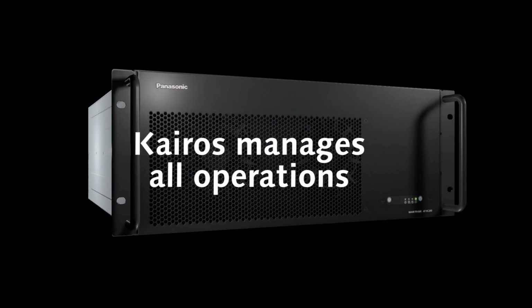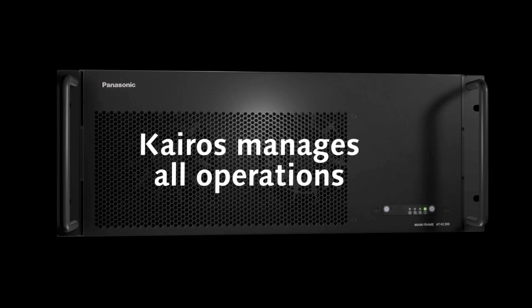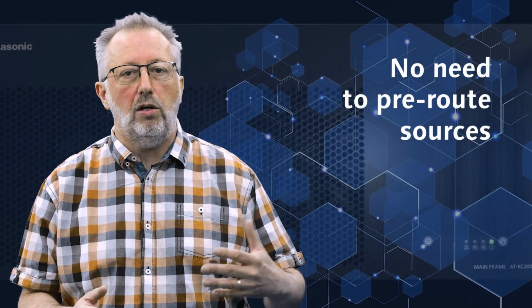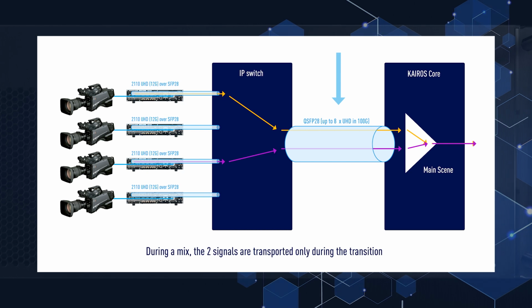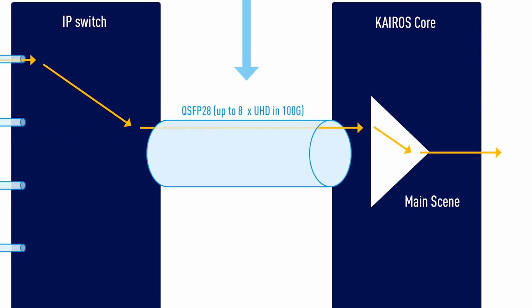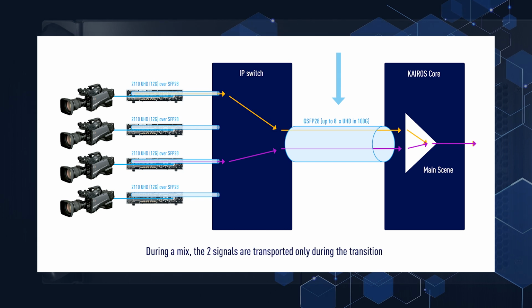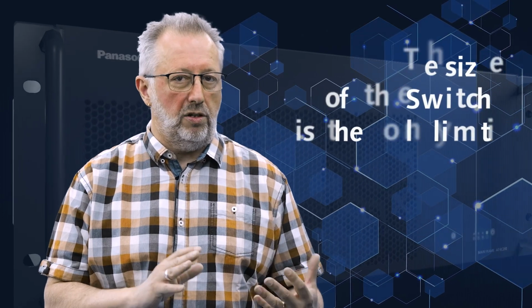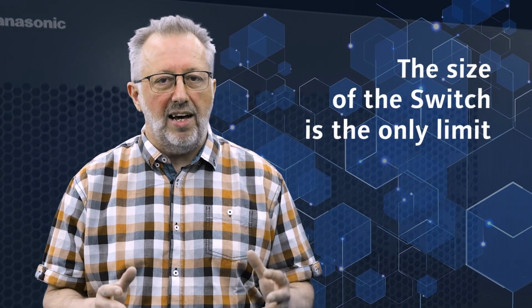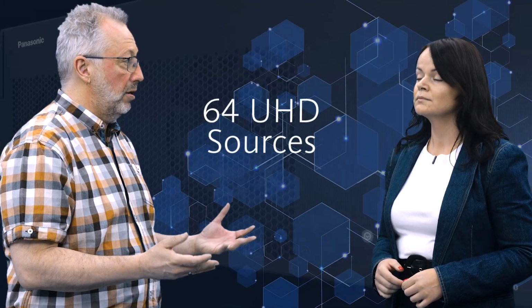Additionally, all the processes are managed by the system itself. The operator does not have to pre-route sources. It continues to work as normal, and Kairos controls the source routing directly with the switch, routing the sources only when they are actually used in a scene. Doing this, the source number limitation is not linked anymore to Kairos input bandwidth, but to the size of the IP switch. We are starting with 64 UHD sources, but virtually it is unlimited.